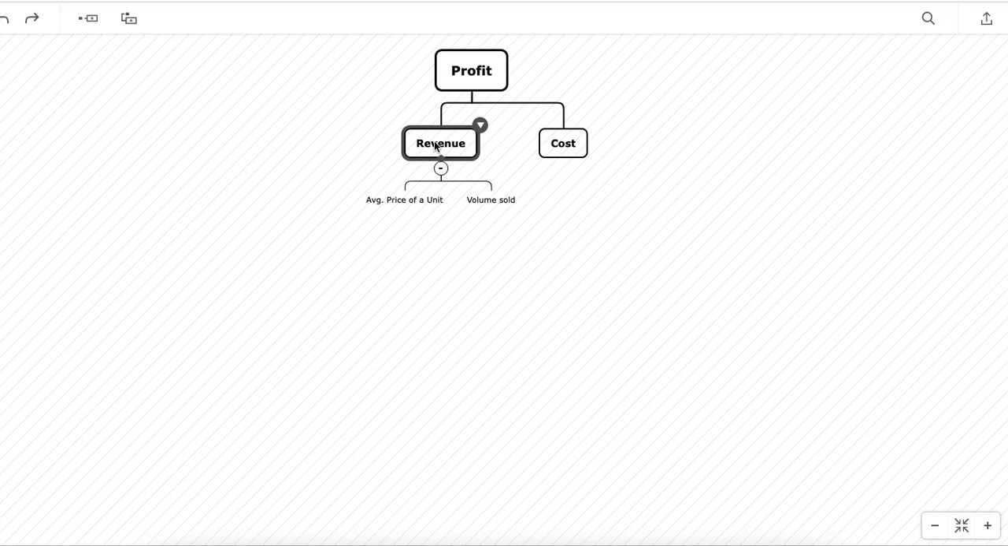Try wrapping your head around it. I'm sure that you'll be able to get this.